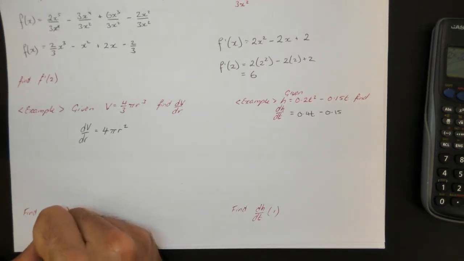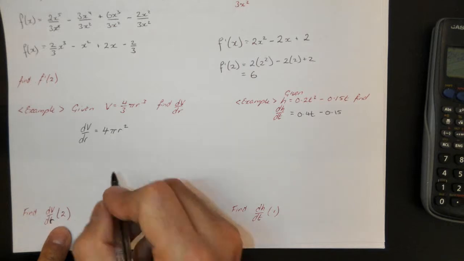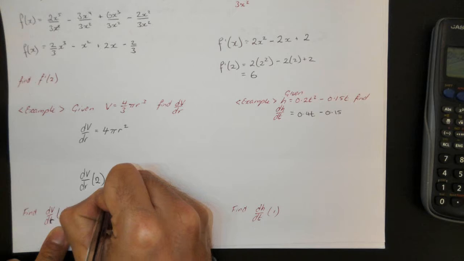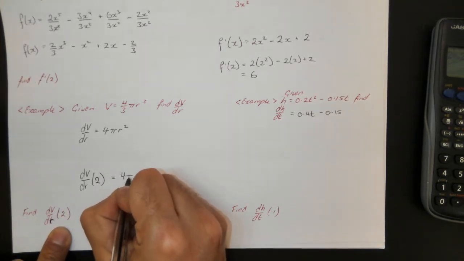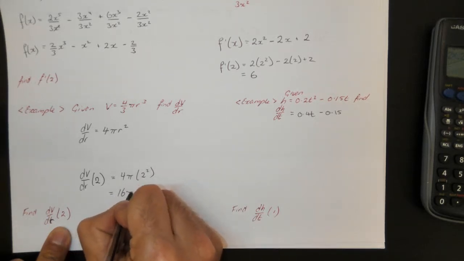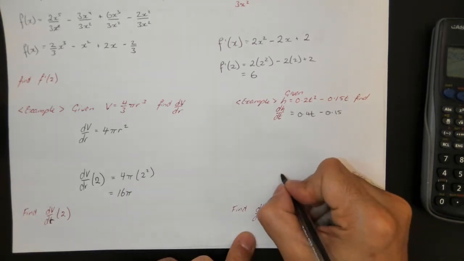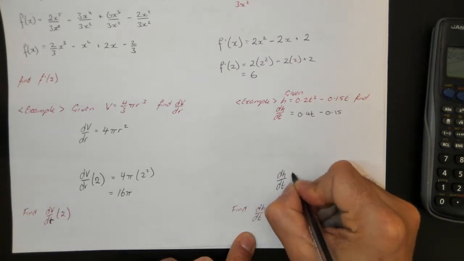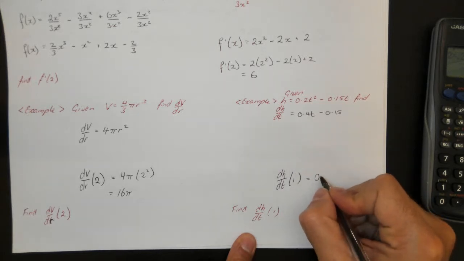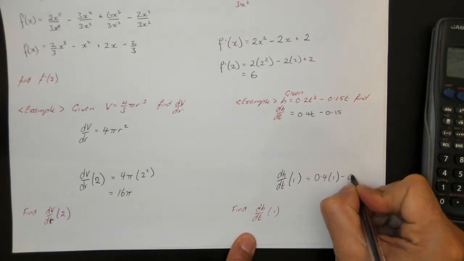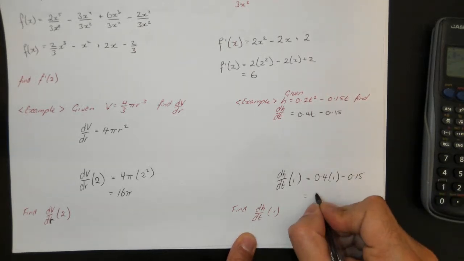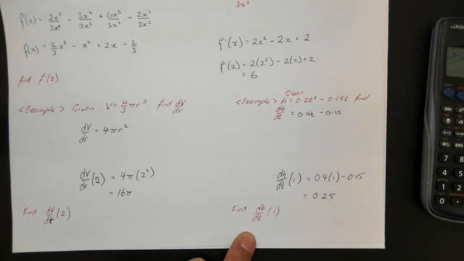So we want to find dv dt, that should be dv dr, when r equals 2. What we're going to do is substitute 2 into that. So that's 4 times 4 is 16 pi. If we want dh dt of 1, we're going to substitute 1 for every time we see t. And we get a solution.